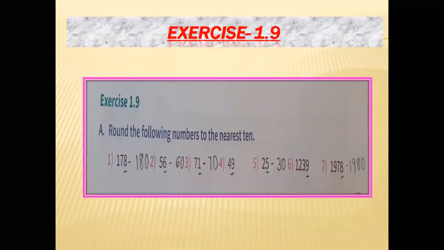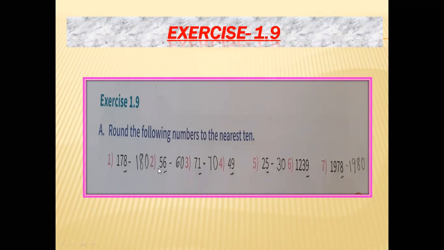Exercise 1.9. Round the following numbers to the nearest 10. Nearest 10 means first we have to see the ones place digit. First one, see, 178. In the ones place 8 is there. It is greater than 5. So the answer is 180. In the tens place 7 is there, so 7 plus 1, it will become 8. So 178 equals 180.